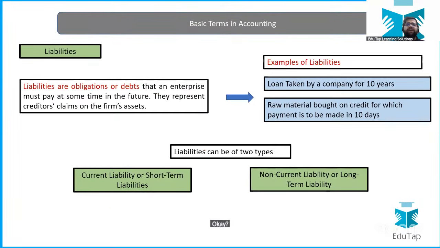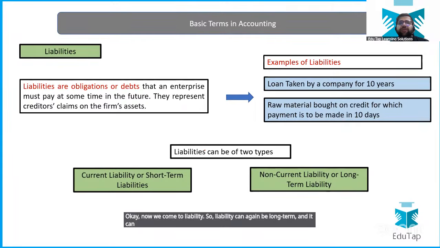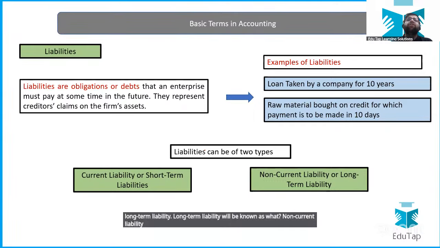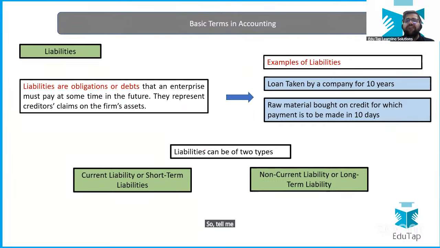Okay. Now we come to liability. Liability can again be long term or short term. Short-term liability will be called a current liability. Long-term liability will be known as what? Non-current liability or long-term liability. So tell me, if I have to pay a bank loan after 10 years, will it be current or non-current?